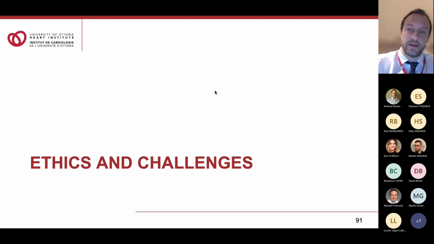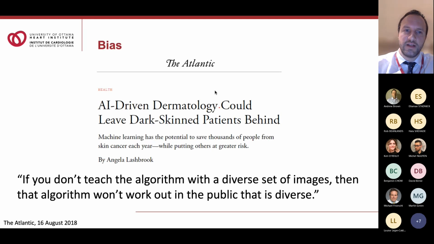So I just wanted to touch base finally on some of the ethics and challenges with AI algorithms. This was an article published in The Atlantic titled "AI-Driven Dermatology Could Leave Dark-Skinned Patients Behind." So this was noting an issue, in particular in the field of dermatology, where AI algorithms have been used to identify skin lesions, and they were trained on data from Germany in patients with very fair skin, and the algorithms did not perform well on patients with darker skin tones.